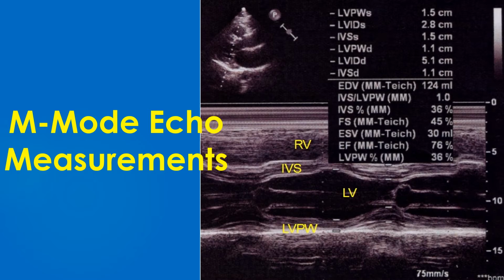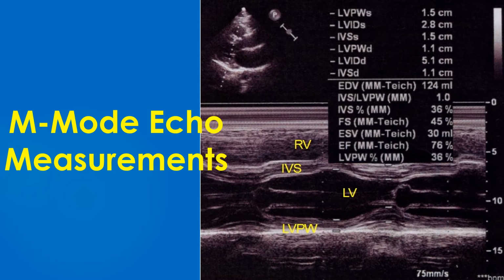EDV, end diastolic volume. IVS by LVPW, ratio of the thickness of interventricular septum and left ventricular posterior wall in diastole. In asymmetric septal hypertrophy due to hypertrophic cardiomyopathy, this ratio is increased. It is reduced in septal thinning due to anterior wall myocardial infarction.